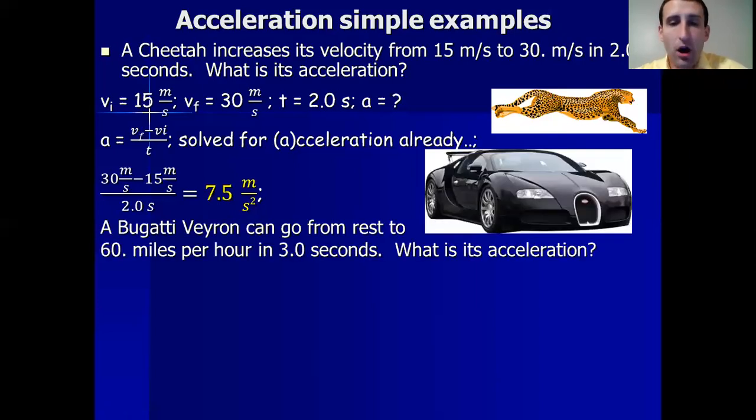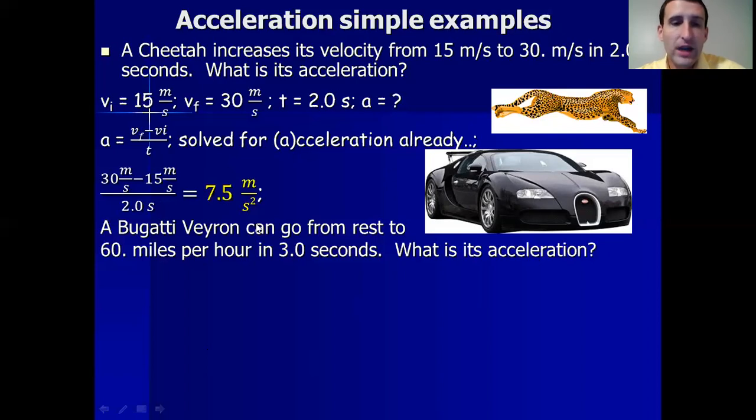So here we got a car, right? A sports car. I don't even know how to pronounce this. It's Italian, a Bugatti Veyron. A Bugatti Veyron can go from rest to 60 miles per hour in 3 seconds. What is its acceleration? I realize that's not a terribly fast acceleration anymore, but once upon a time, going from 0 to 60 in 3 seconds was very, very impressive. So what is the acceleration of this car?